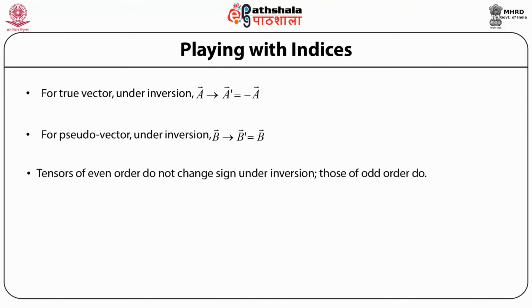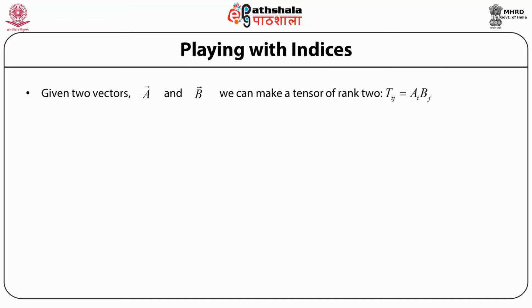Tensors of even orders do not change sign under inversion, those of odd order do. For pseudotensor, the behavior is just the opposite. So now given two vectors A vector and B vector, we can make a tensor of rank 2, that is Tij equals Ai Bj. T dash ij equals A dash i B dash j equals Aik Ak Ajl Bl equals Aik Ajl Ak Bl equals Aik Ajl Tkl.